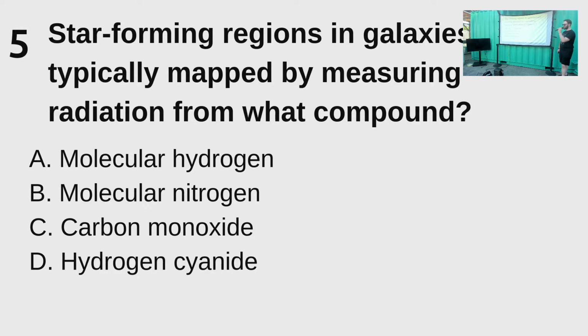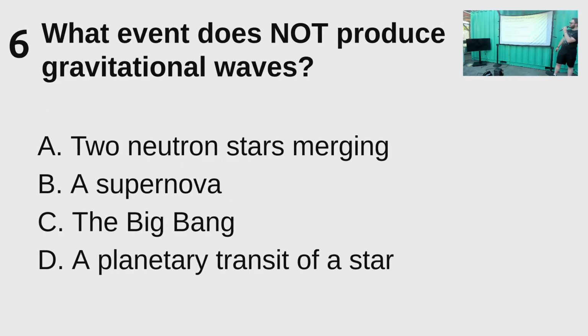And as usual, all of these are real things, but you just need to find the right one. Question 6. Which event does not produce gravitational waves? These are now the second 5 questions which pertain to our second talk. Is it A, 2 neutron stars merging? Is it not B, a supernova? Is it not C, the Big Bang? Or is it not D, a planetary transit of a star? And as a reminder, this question is asking you which one does not produce gravitational waves. So 3 of them do, and 1 of them doesn't.